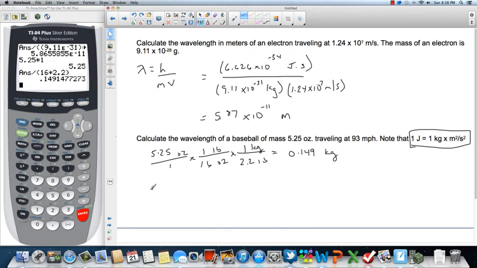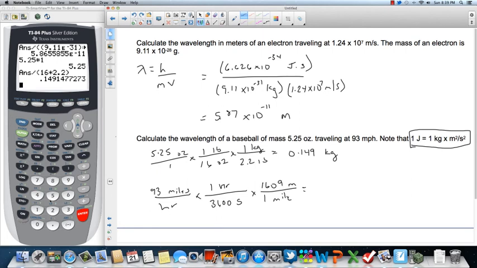And we have 93 miles per hour, and we want to get it to meters per second. Well, we know that 1 hour is equal to 3,600 seconds. It's really equal to 60 minutes, and 1 minute is 60 seconds. So 60 times 60 is 3,600. And then to get from miles to meters, we know that 1 mile equals 1,609 meters. And I just went ahead and looked that up. It's pretty straightforward to look that up.